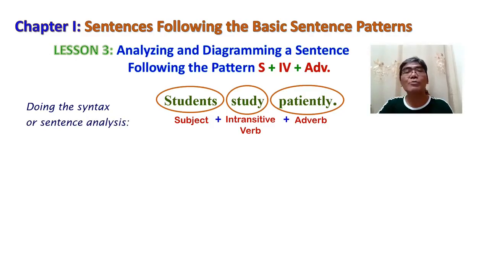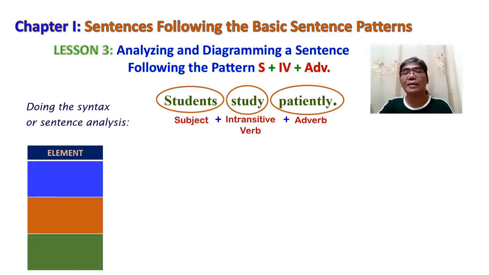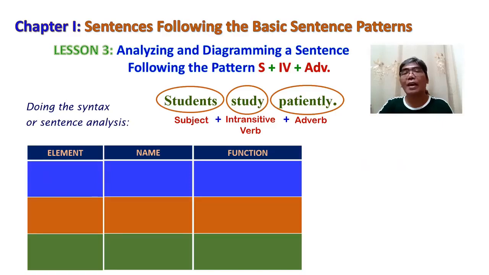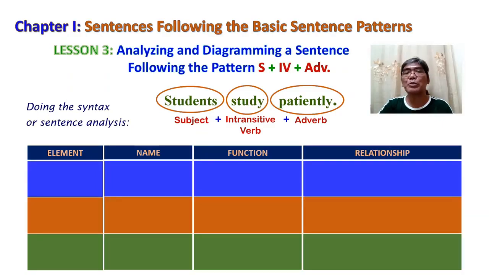Here are the 4 columns for doing the syntax or sentence analysis. The first column is for the element. The second column is for the name. The third column is for the function. And the last column is for the relationship. Let us now put the words comprising the sentence students study patiently in the first column. The first word or element is students. The second word or element is study. And the last word or element is patiently.